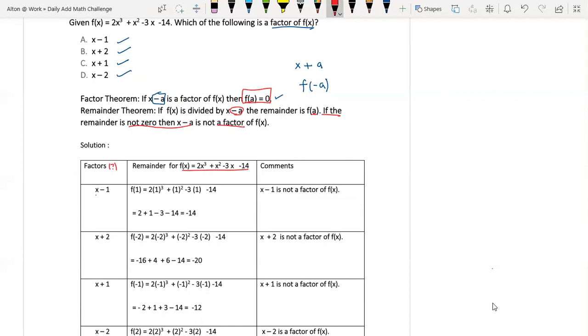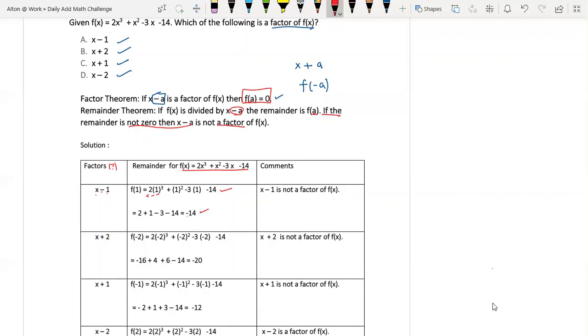So if your first factor is x minus 1, what you sign, it's minus 1. You're going to now substitute f of plus 1 into the expression where you see x, you're going to put plus 1. I've done it here for you. So it becomes 2 by 1 cube plus 1 square minus 3 by 1 minus 14. Be careful when you're expanding. 1 cube is 1 by 1 by 1, which is 1, 2 ones are 2. 1 square is 1 plus 1, minus 3 by 1 is minus 3, minus 14. 2 plus 1 is 3, minus 3 is 0, minus 14 is minus 14.